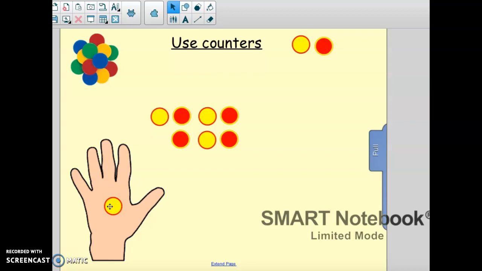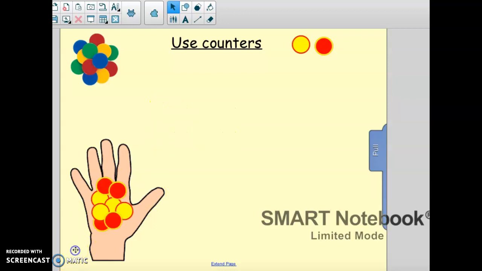What would it look like if I asked you to hold on to 2/8 of your collection? Right, now you should be holding 2 counters. What if I asked you to hold 8/8 of your collection? Right, you should have all 8 of your counters in your hand to represent 8/8 of your collection because you're holding the whole collection.